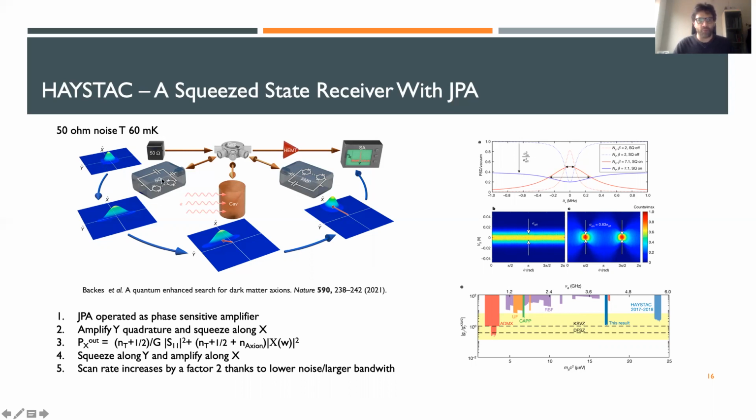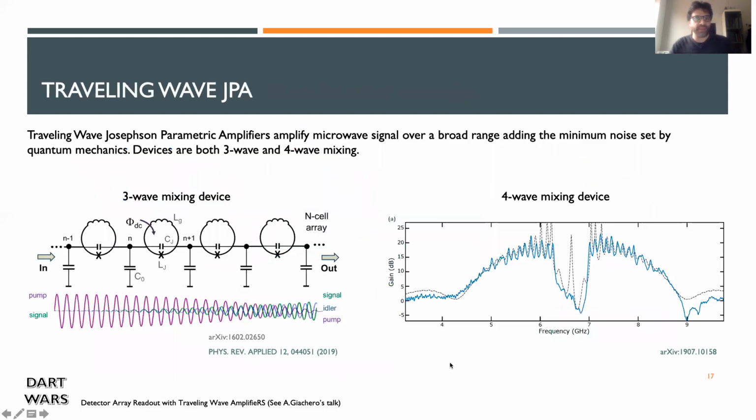What does it mean? In one of the quadratures, you de-amplify, you squeeze the noise, and you amplify on the other side. Then the signal is reflected on the cavity and combines with the signal coming from the resonant cavity, and then the opposite procedure is done with a second parametric amplifier, in which you amplify in this case in the X quadrature and you squeeze in the Y quadrature. So you end up essentially with lower noise and larger bandwidth. Okay, and they succeeded in increasing the scan rate by a factor 2 with this technology. So, a nice way of using a parametric amplifier.